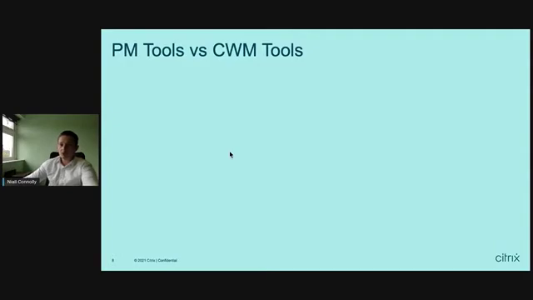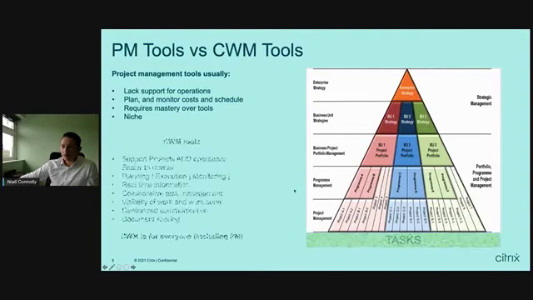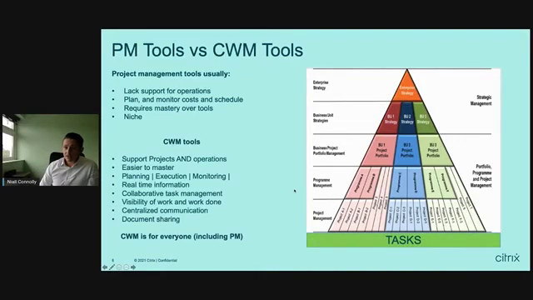And a question that always comes up, wrong screen, is PM tools versus CWM tools. This question comes up a lot when we discuss Wrike, and I think it's something we can address early. If we look at project management tools on this slide here, project management tools are very good for project managers. The feedback we've got is they do lack support for operations, and they're very niche in their solution. Okay, so if we look at CWM in relation to this, the CWM space solves a lot more issues. It can help manage operations.